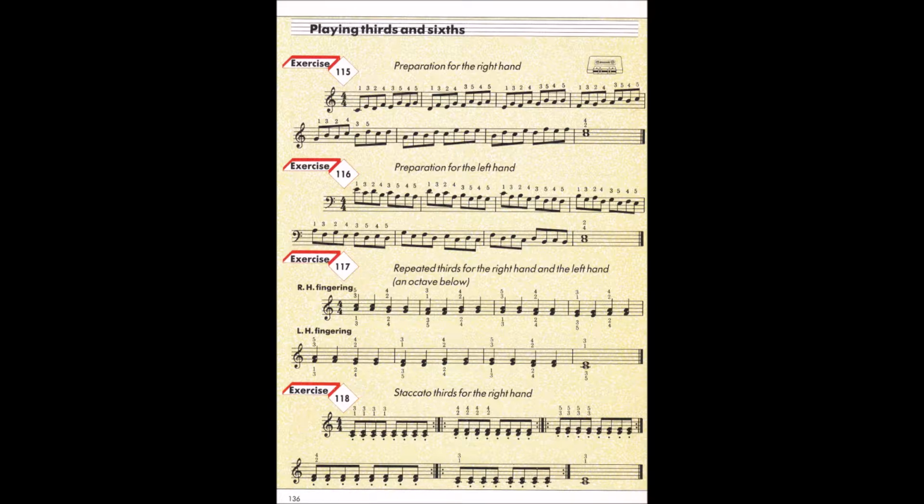The next two exercises ask you to play repeated thirds staccato. Remember to raise your hand from the wrist and lift your fingers as soon as they've struck the keys to get the short, sharp staccato effect. And play each section between the repeat signs at least twice before moving on to the next.